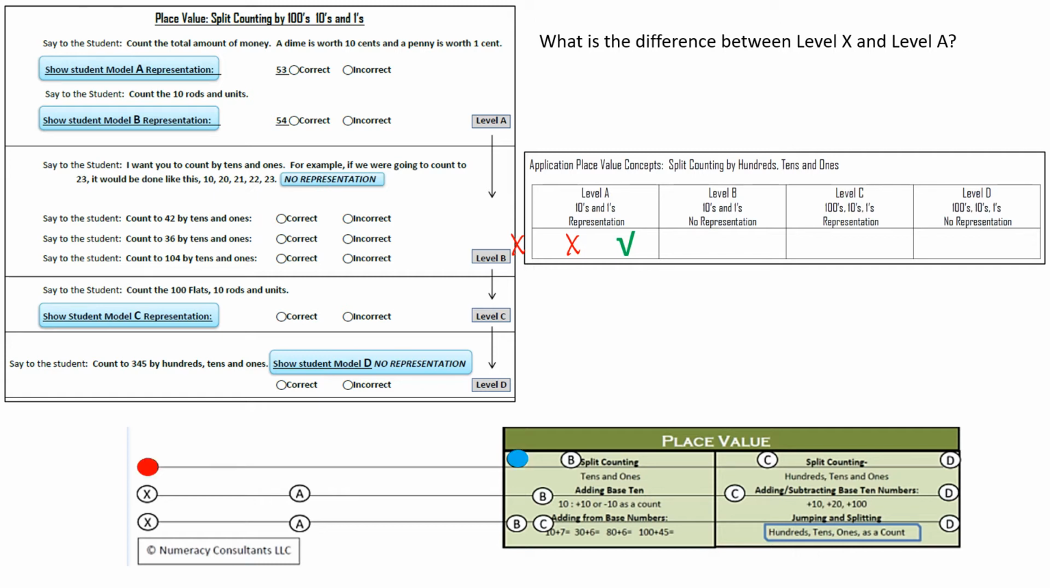So if you take a look here, if they get it wrong, you can just fill in this X right there. And if they are able to do it, you can give them credit for that, because that means that they were able to count by hundreds, tens, and ones, and you would draw that dot in right there.